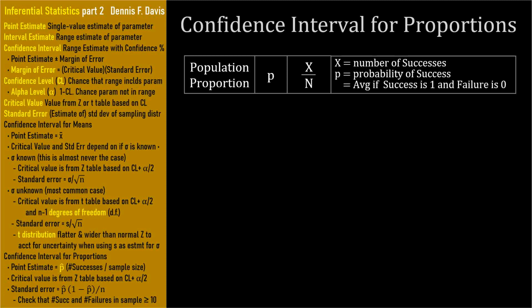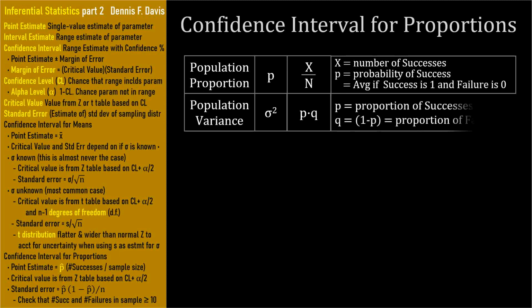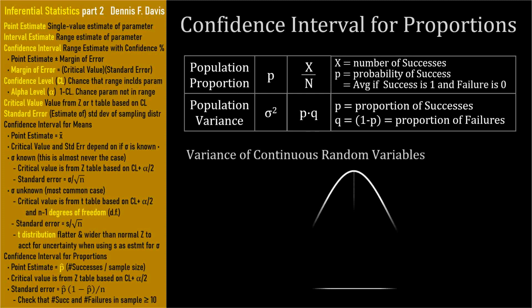Now for the variance of a population proportion. The symbol is sigma squared, the same as for continuous random variables, but the expression turns out to be the very simple p times q, where p is the proportion of successes and q the proportion of failures. Since every random variable is either a success or failure, q equals 1 minus p. Let me show you how we get pq for the variance.